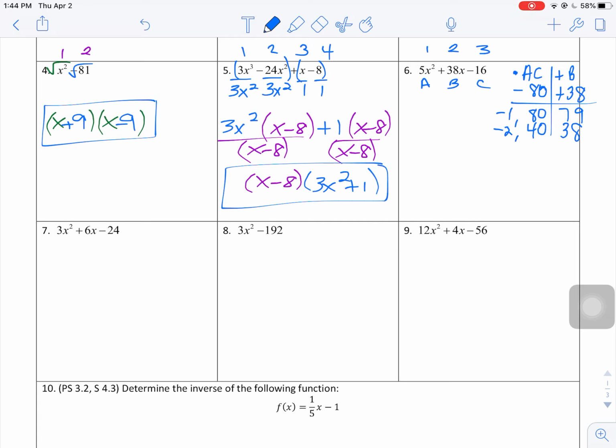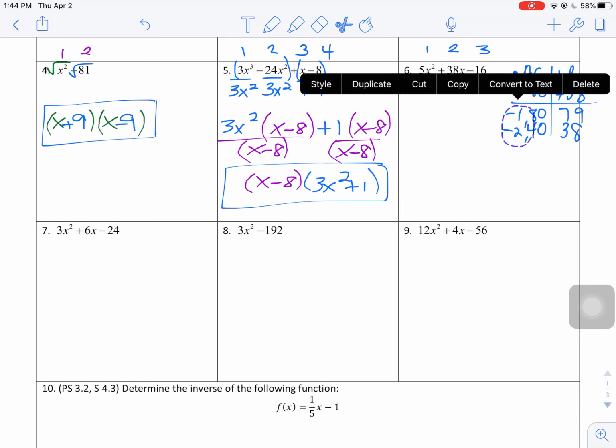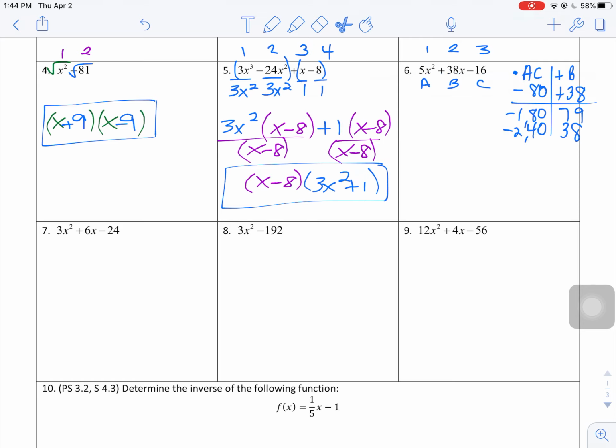Now, since this is advanced factoring, we're not allowed to just jump to the answer. Instead, we're using the negative 2 and the 40 to split the middle x term. So I'm going to take that 38x, and split it into negative 2x and 40x. The 5x squared drags down in the front. The negative 16 drags down in the back, like so.